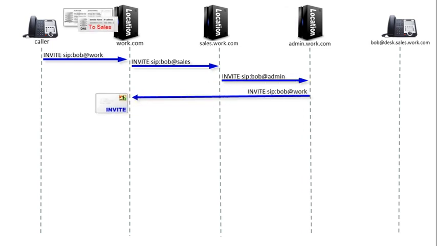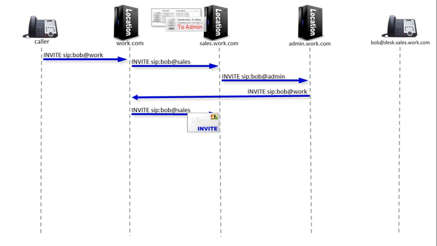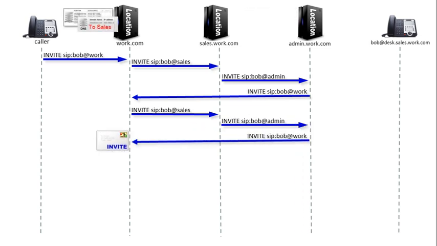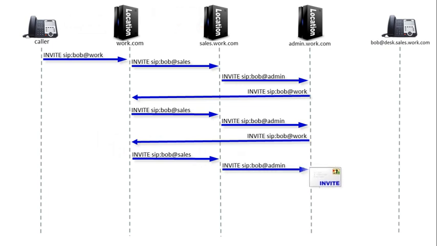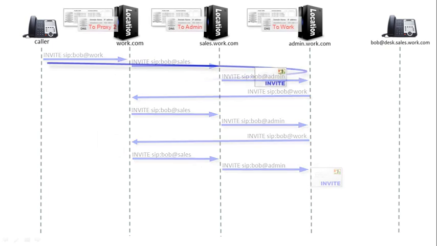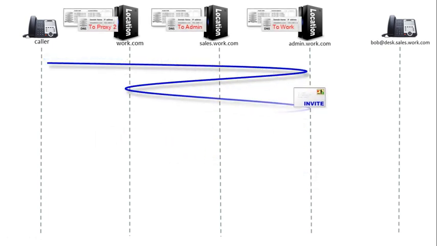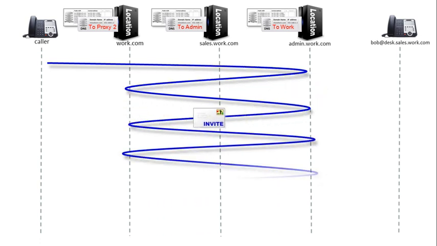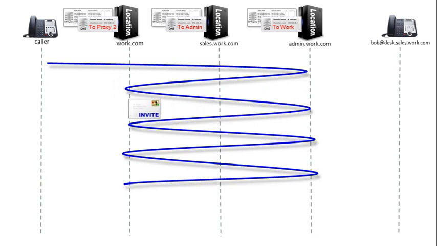Seeing an invite to Bob at work, it once again looks up and resolves to sales, and proxies the request downstream. Sales once again looks up and resolves to admin, and also proxies on downstream. Oh dear, the request is caught in a loop between the 3 servers. If SIP's not careful, it's possible for requests to loop infinitely, being passed from one server to another, and so on. In SIP terms, this is known as looping.